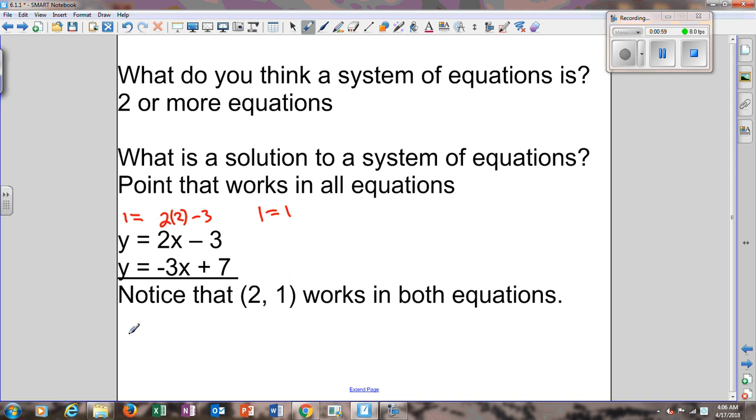If we plug 2 and 1 in here, you get 1 equals negative 3 times 2 plus 7. Negative 3 times 2 is negative 6 plus 7 gives you 1. So you get 1 equals 1 again. That's what makes it work in both equations, is that we ended up with 1 equals 1 when we plug the point in.